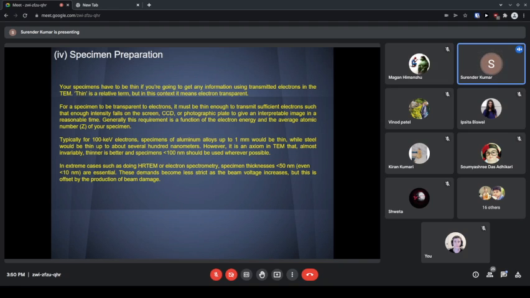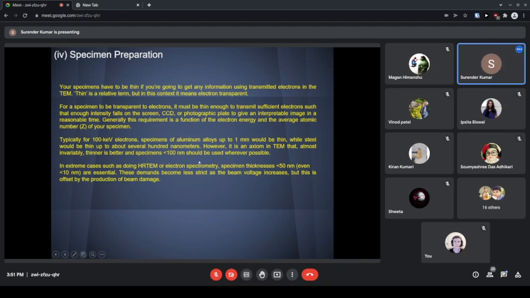So you need to cut your thin film and make it very thin so that electrons can pass through it. And this is not only a few hours' job, it will take 2 or 3 days. Sometimes you damage your sample and you will get nothing basically. But a powder sample, I can say, is easier to do in the electron microscope.